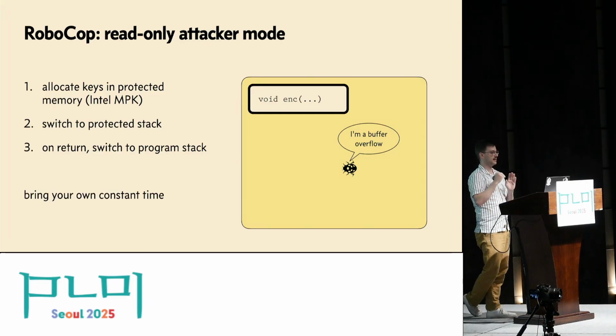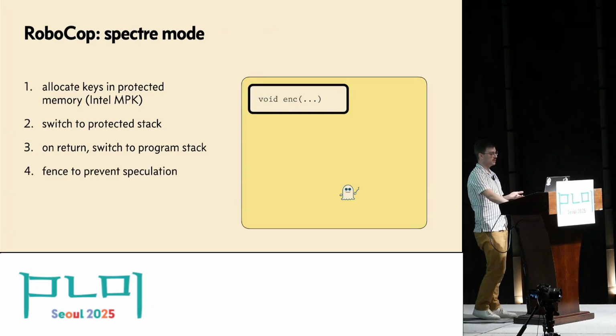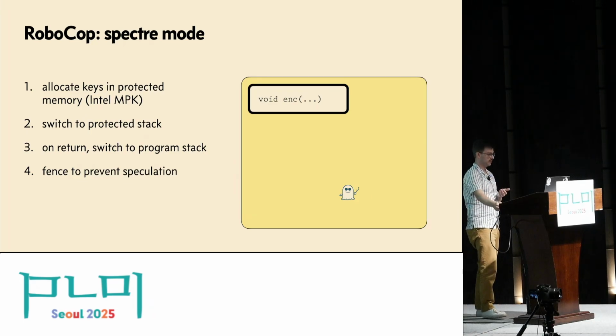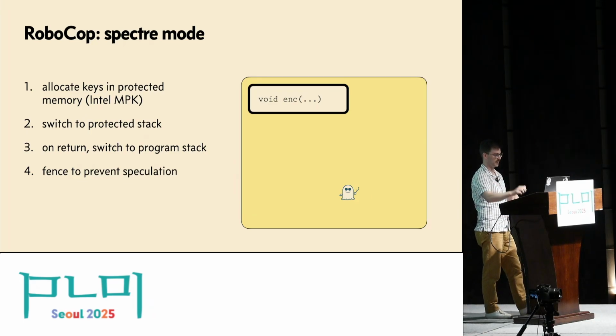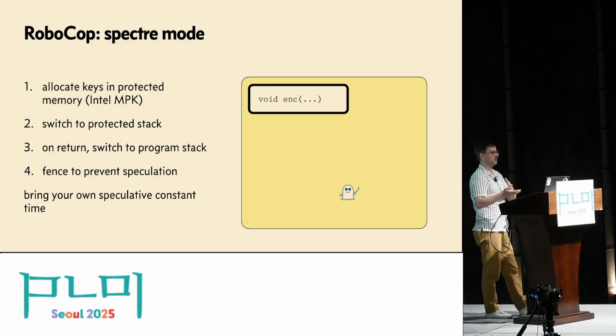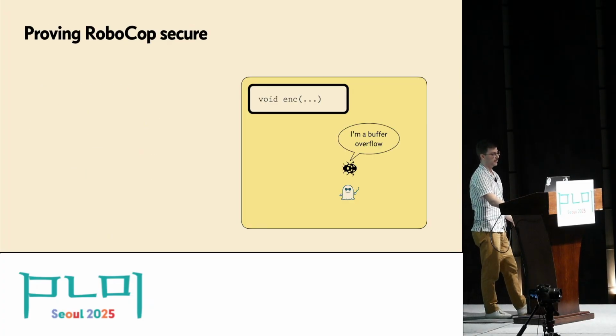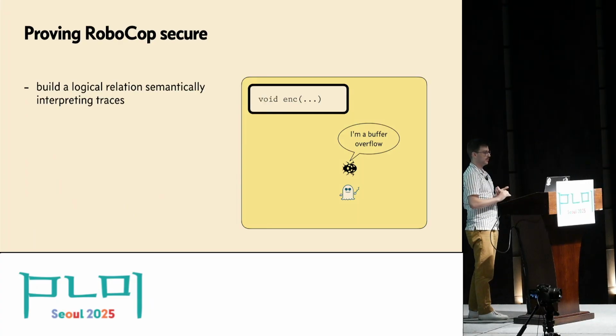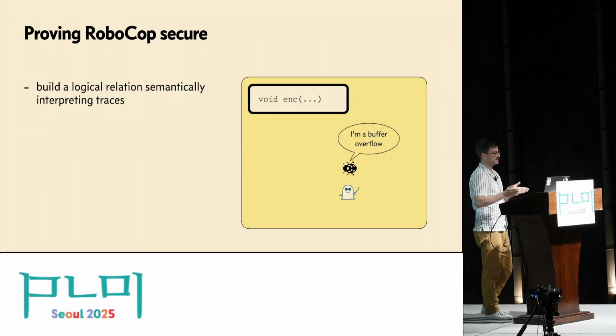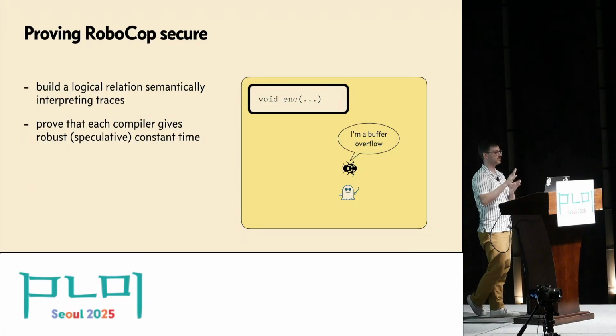This is separate from constant time itself, so the constant time of the library is orthogonal to our protections. Speculative mode is very similar. We just also must do things like fencing to prevent speculation crossing these boundaries. And in this case, you must bring your own speculative constant time. In the paper, we show how to prove our compilers secure by building a logical relation that semantically interprets traces and proving that each of our parameterized compilers gives the respective robust constant time property.